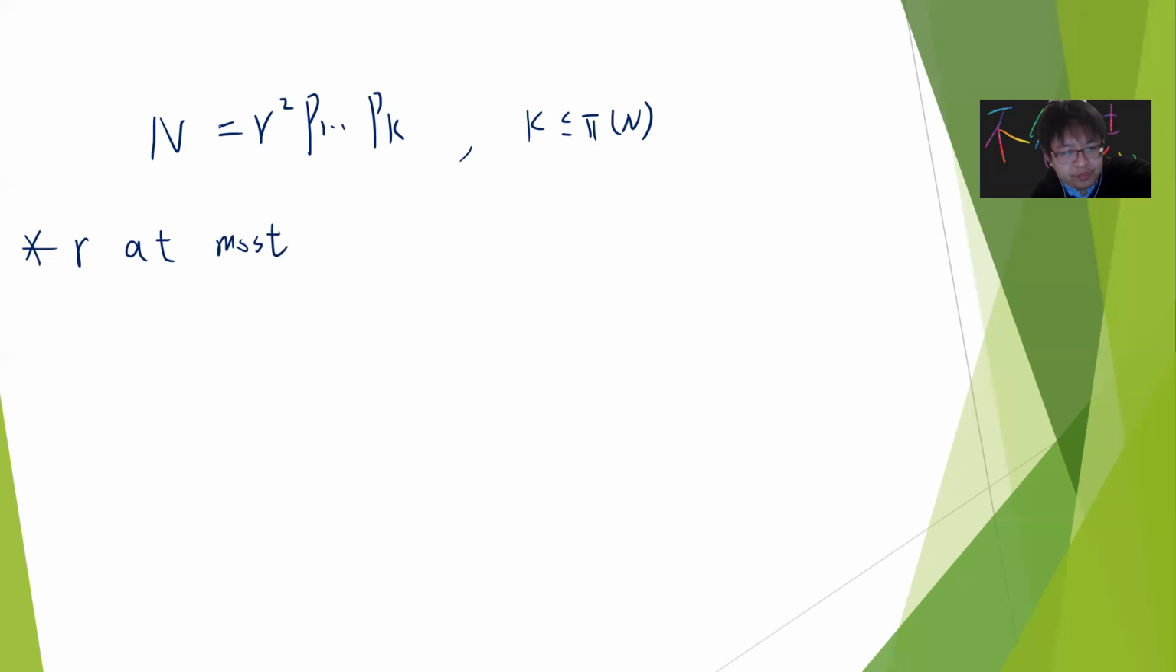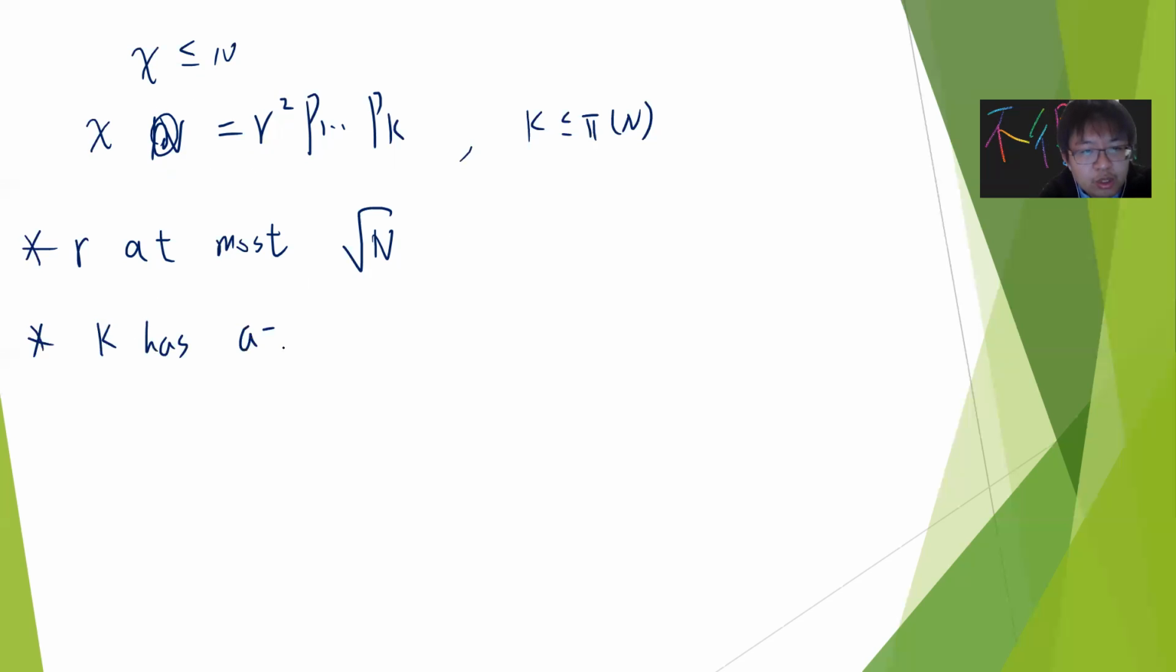Let's see, r is at most what? The square root of n, right? So the number of possible values that r can take is at most the square root of n. Let's say x is less than or equal to n, and you want to find all possible choices for r and p1 up to pk such that they generate all these numbers. So r has at most square root of n choices, and k is at most pi of n.